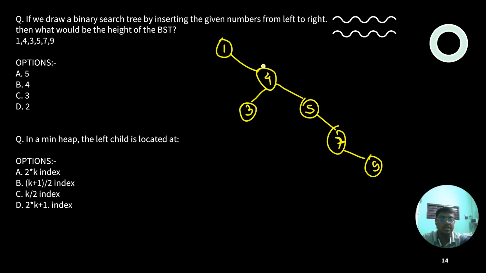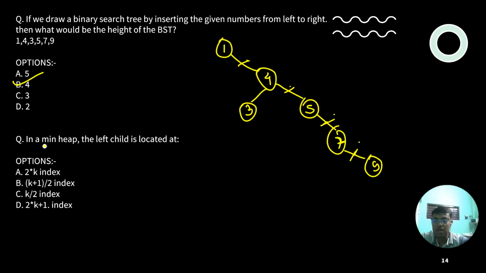Now the height of the tree is given as the number of edges starting from the root node to the leaf node at the highest depth. So the height here is 1 plus 1, 2, 3 and 4. So 4 is the correct option. Hope you all got it.